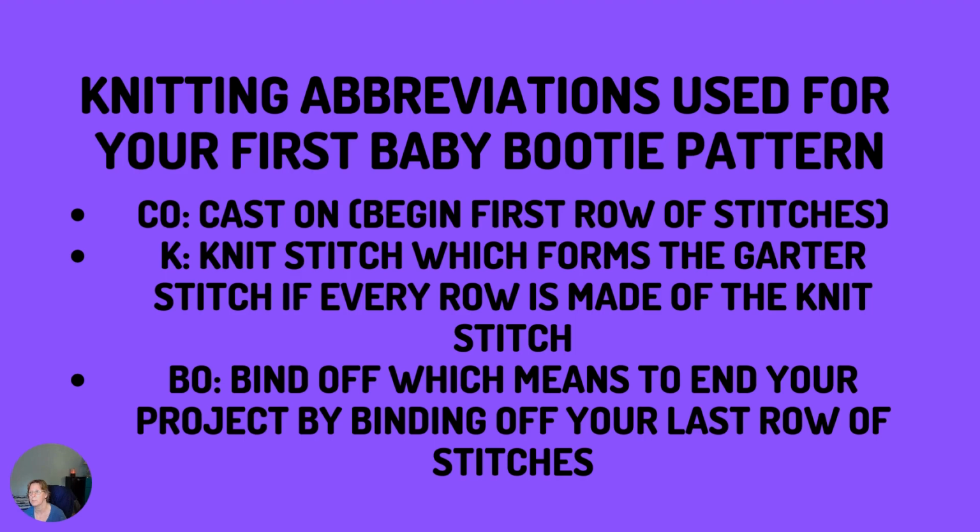And we'll just be producing the garter stitch, which means you're knitting every row. Abbreviations: we just went over cast on, and then we have K for the knit stitch. We only use the knit stitch for every row, and every row is going to produce the garter stitch when you knit on every row. And then we have BO for binding off or ending your project.